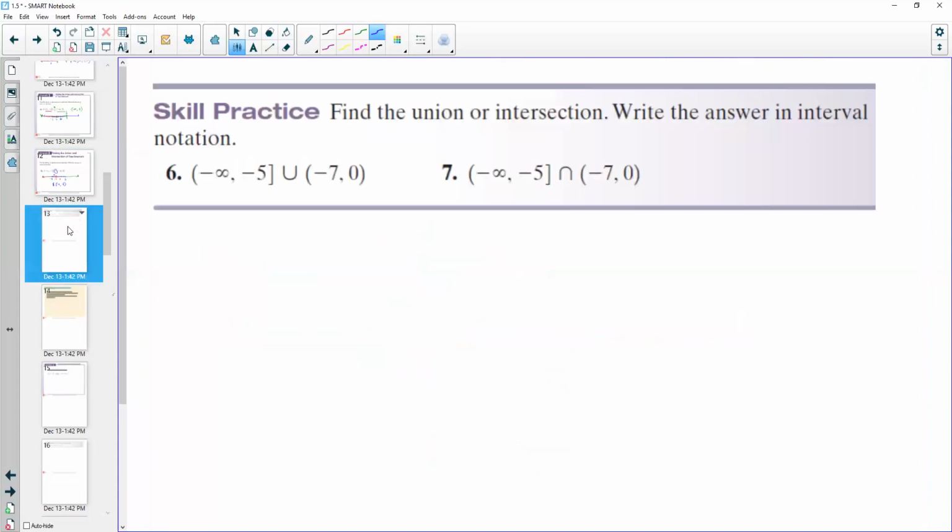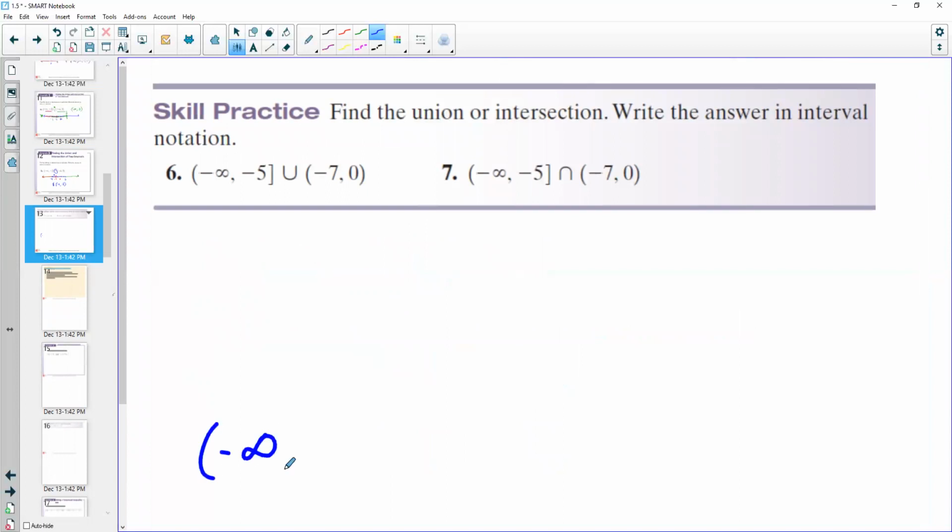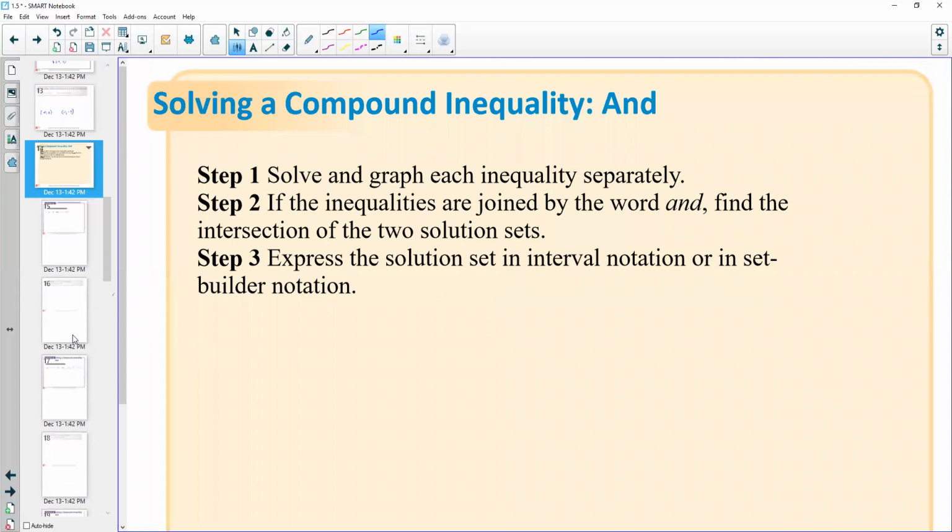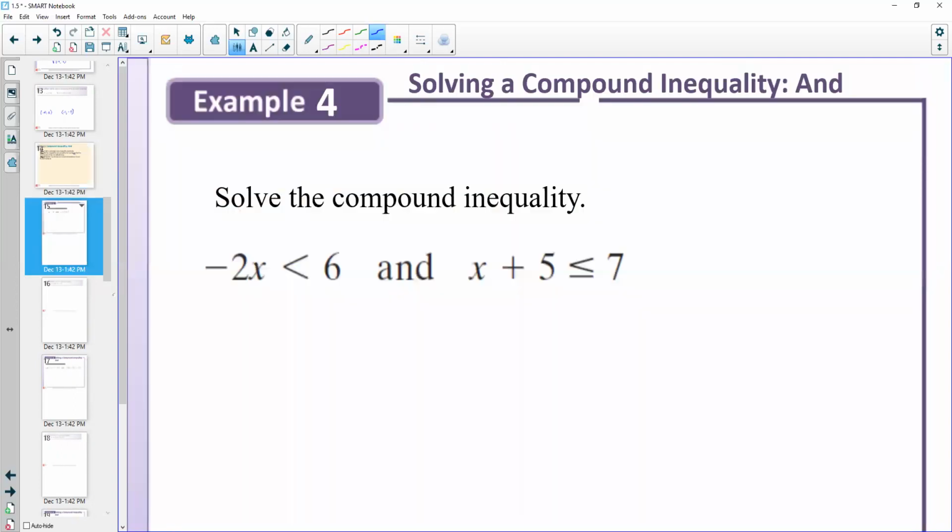All right. You can try these. You can do them. When you do the first one, it should go from negative infinity to 0. The second one should go from negative 7 to negative 5. Okay. All right. Some information. Sometimes we have to actually solve compound inequalities. We solve them and graph them separately. If it's joined by the word "and," we find the intersection, the crossover. If it's not, we write it as an "or." Expressing your answer in set notation is typical.